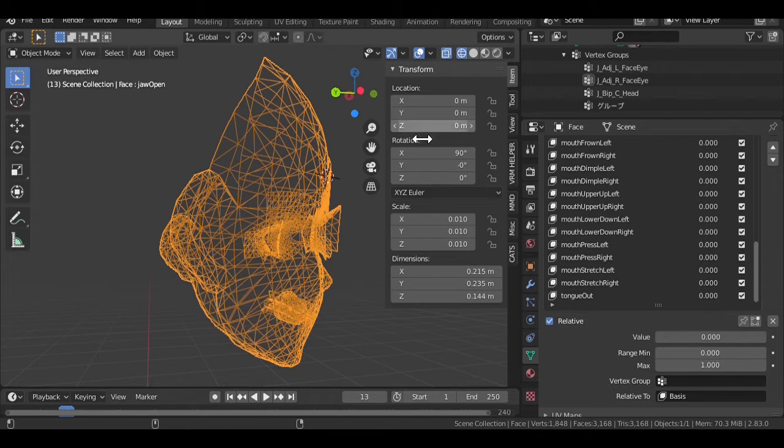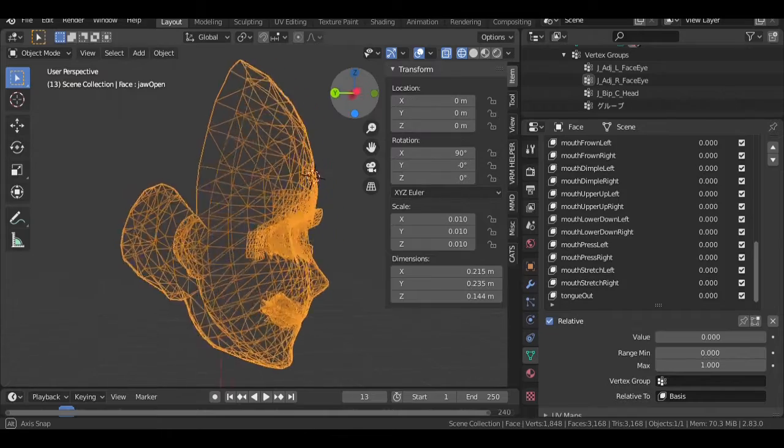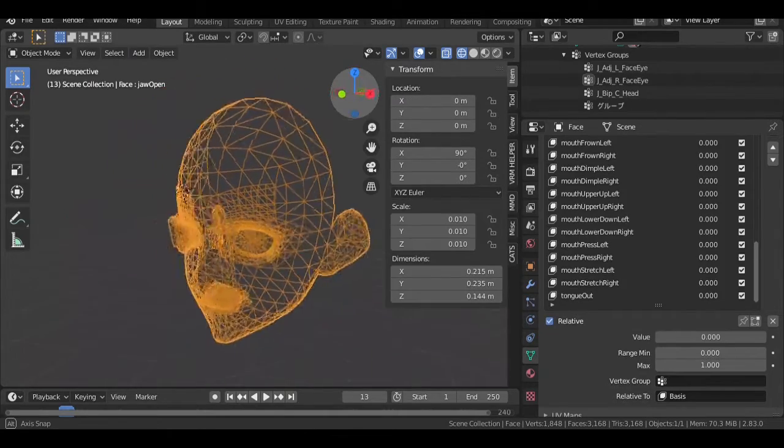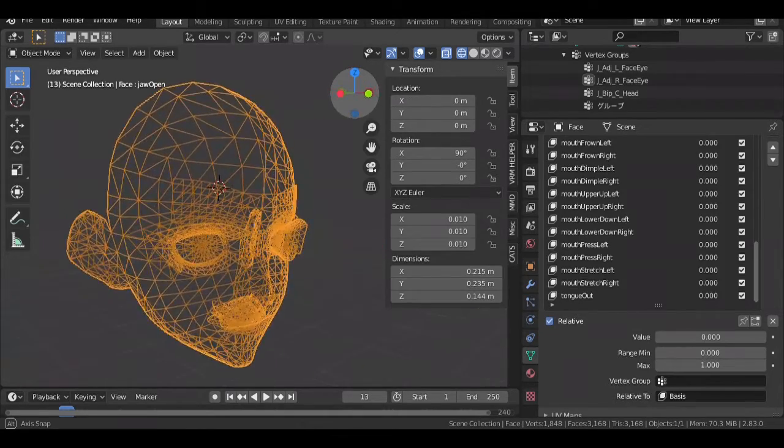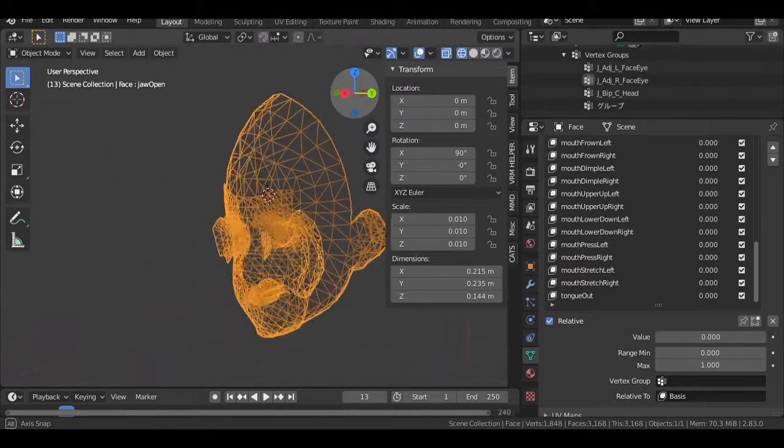So Vroid creates 2 meshes per character. One is the face, and the other one is the rest of the body. And so I've just loaded up the face part here. I've thrown away the rest of the body.